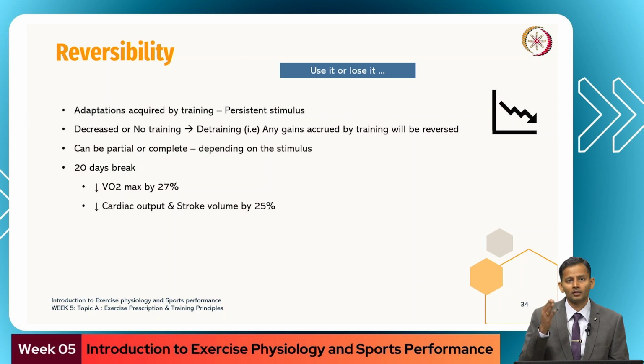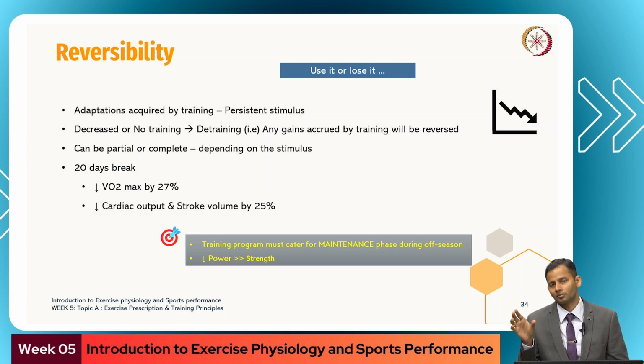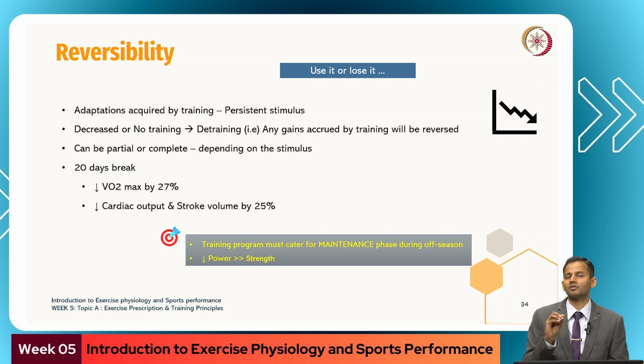train level. The cardiac output as well as the stroke volume decreases by almost 25%, becomes 3/4 of what it was before. The training program so must have some concept of something called as maintenance part, so that even during off season when the individual is not training, some amount of stimulus is there, so that this particular detraining effect is minimized, kept to minimum.